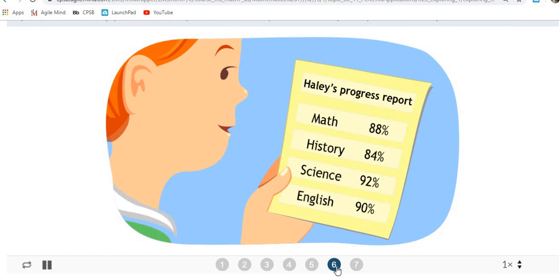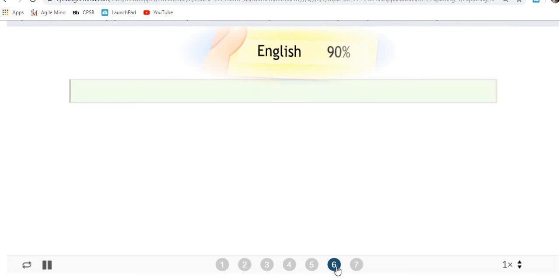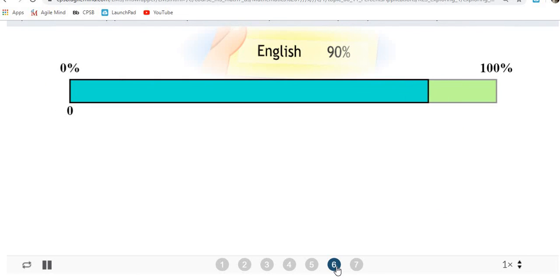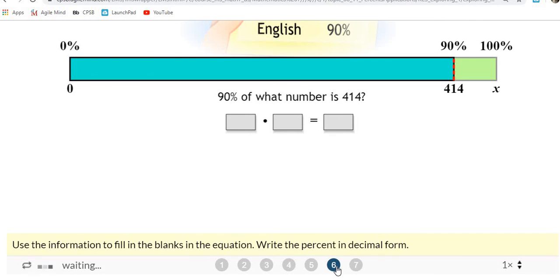Okay, one other problem. She made a 90% on her English score, which was 414 points. 90% of what number is 414? So how do I translate that? 90 times X. 0.90. Do I have to write the zero? No. Can I write the zero? Yes. Do the zeros behind a decimal matter? No. I could write a million zeros and it still means the same thing.